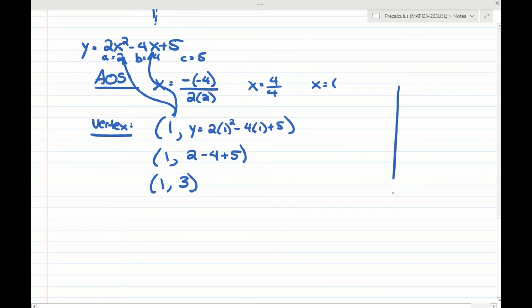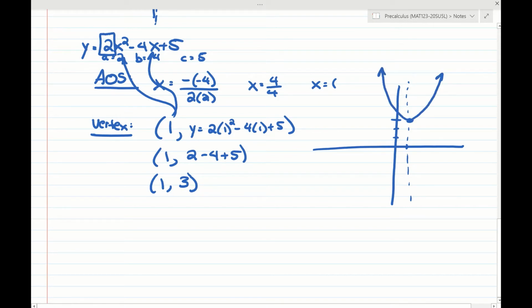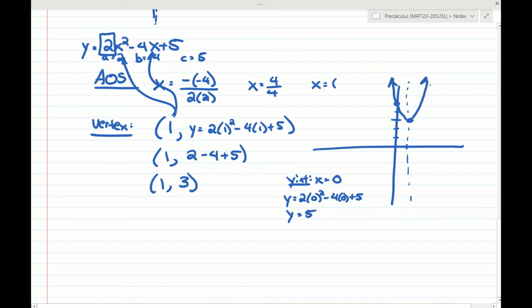So what this graph actually looks like, there's a vertex at 1, 3. The axis of symmetry is at 1. And because this leading coefficient is positive, the graph opens up. And if you wanted to get a better idea, we could always find the y-intercept by plugging 0 in for x. We'd get y is equal to 2 times 0 squared minus 4 times 0 plus 5 would just give us y is equal to 5. So I'll make this a little bit more narrow. And that's what it would look like.